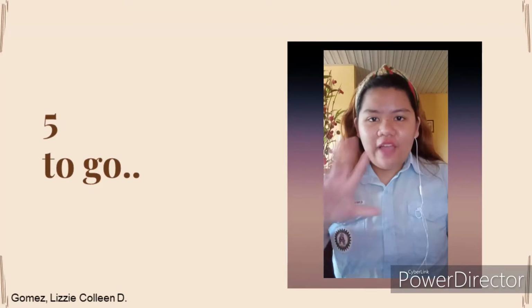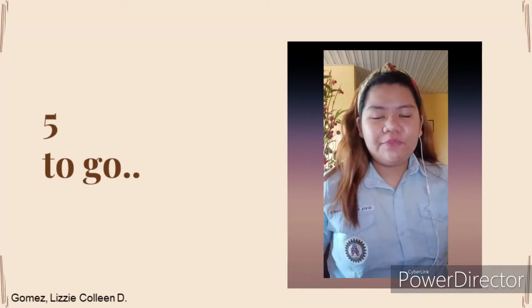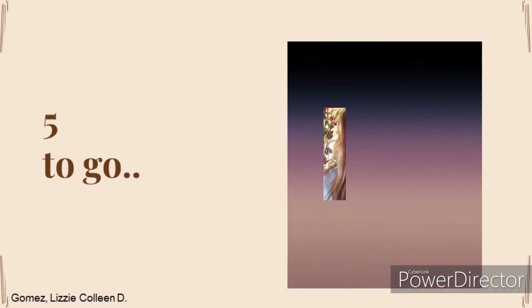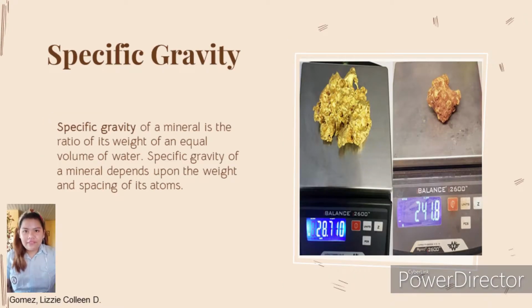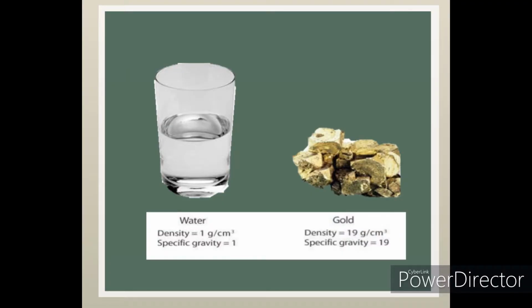There are still 5 more physical properties of minerals that we are going to discuss. Specific gravity. It says here that the specific gravity of a mineral is the ratio of its weight to an equal volume of water. Specific gravity of a mineral depends upon the weight and spacing of its atoms. Also known as SG, it is a measurement that determines the density of minerals. Two minerals may be the same size, but their weight may be very different.